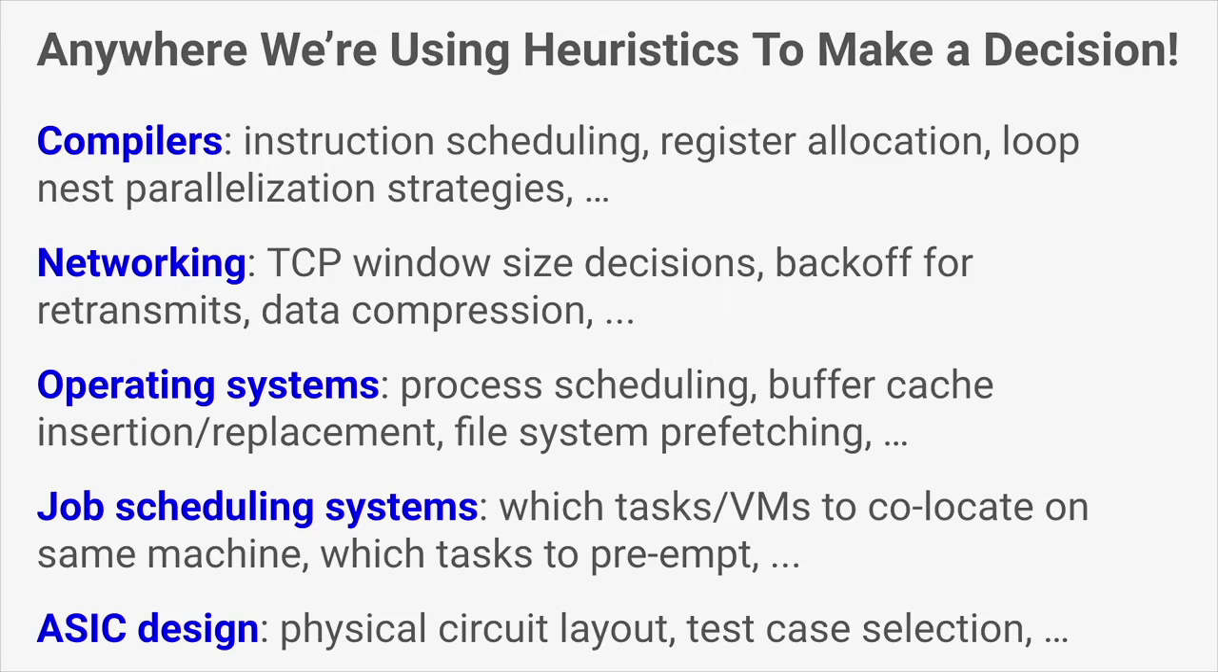To look at all these different places, you could imagine squinting at them just right and saying we should use learning here rather than heuristics. Instruction scheduling is littered with heuristics. Register allocation, which things should I spill? Loop parallelization strategies. Networking, should I make my TCP window bigger or smaller? Operating systems, which process should I schedule? Which tasks should I co-locate on different machines in a large data center scheduling system? ASIC design, how should I lay out physical circuits? I think there's lots and lots of opportunities here.